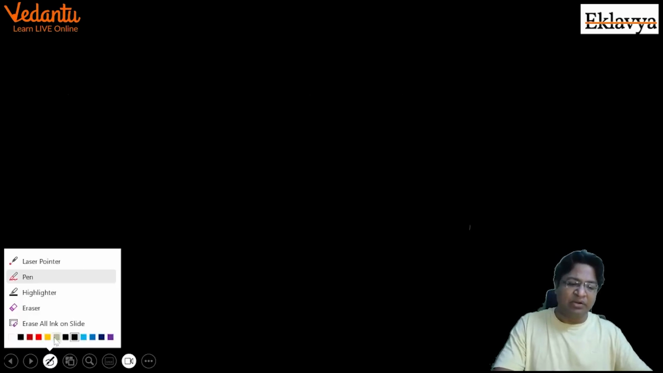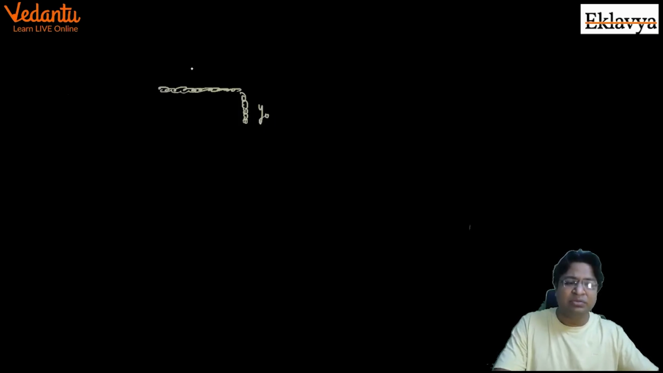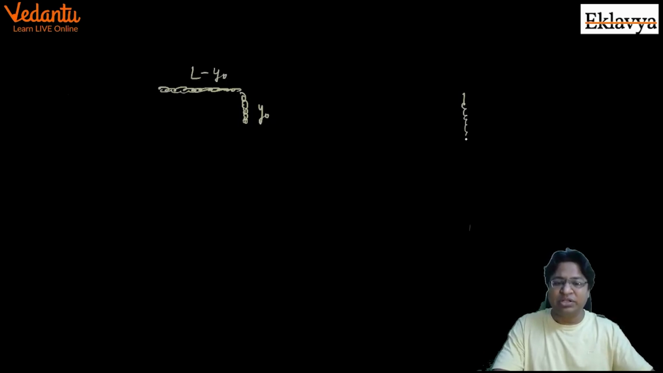Like, let's say this is the table. Okay, this is the table, and let me draw another figure of the table. Okay, let's say it is here. So initially, y naught length was hanging. So this length is y naught, which is hanging, and the remaining length is here. What is the total length? L. So the remaining length would be L minus y naught. And when this chain straightens, like it is completely off the table, then this L length is here.